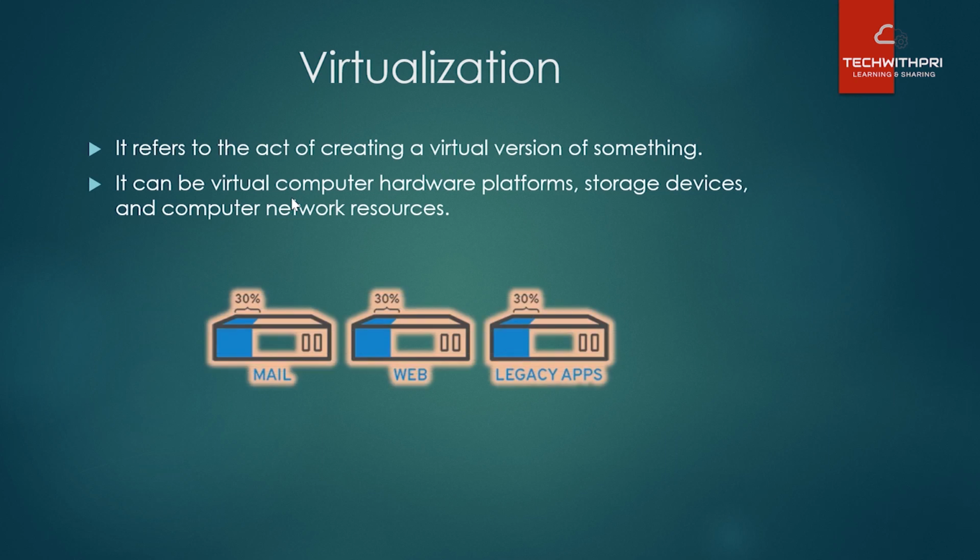Suppose in our company we have these three servers. One is a mail server, another one is web, and the final one is legacy apps, a server that is holding a legacy application. As you can see, all these servers are using only 30% of their space. One single server can perform a single task. That was the concept previously. Now let's understand the disadvantages of it.